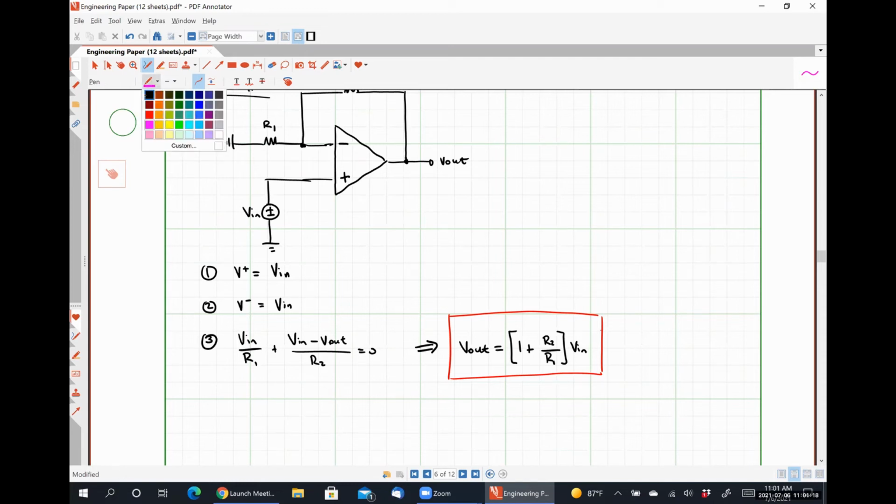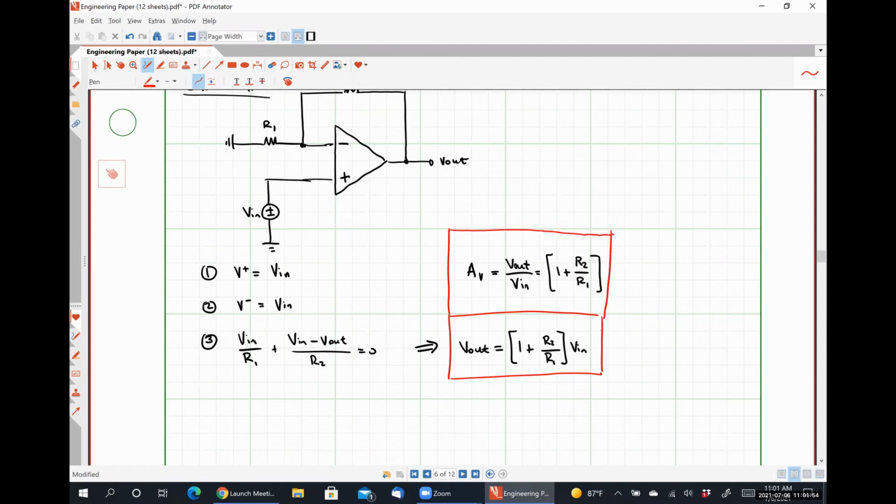I'm going to define something else here real quick. The concept of what's called the voltage gain. So the voltage gain for an amplifier circuit is simply the ratio of the output voltage divided by the input voltage, which in this case will simply be that resistor ratio, 1 plus R2 over R1. Put a box around this guy too.